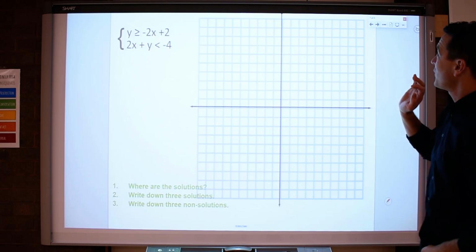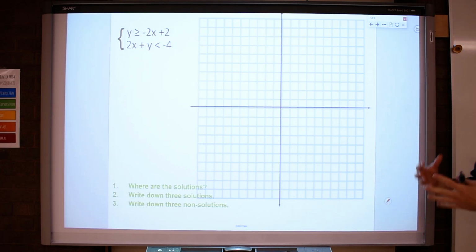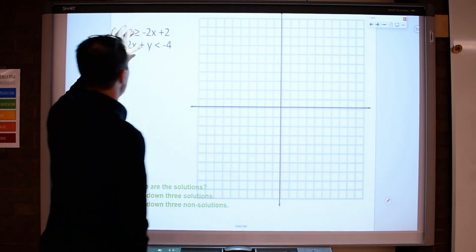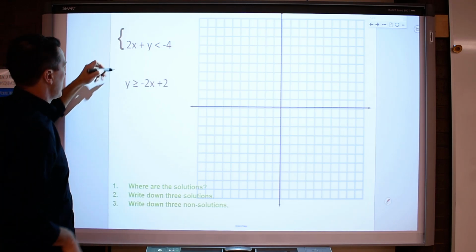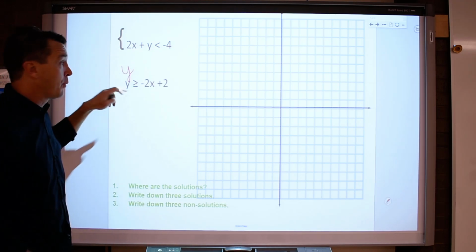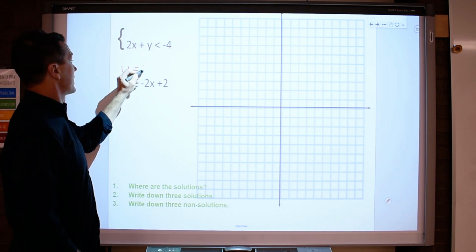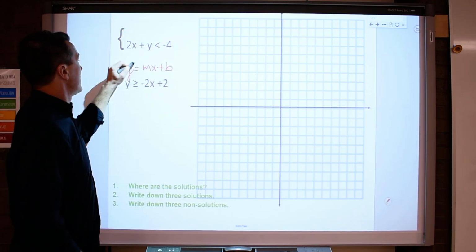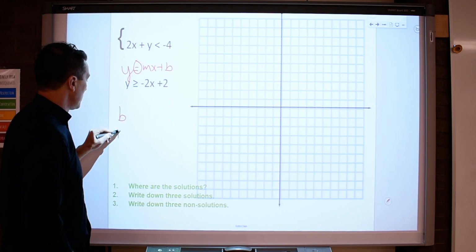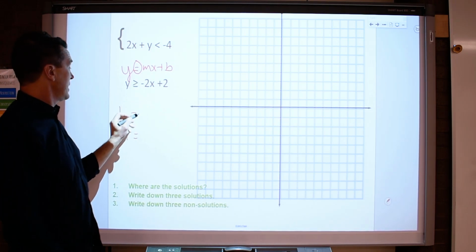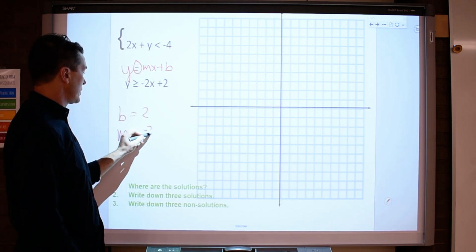Okay, so next one. Here's another special case. Again, this one is already in slope-intercept form, so I'm going to go really fast here. Hopefully you have tried to graph this on a piece of paper. Y equals mx plus b is what I'm going for. And so I'm going to begin and move. My begin is 2. My move is negative 2, which is negative 2 over 1.